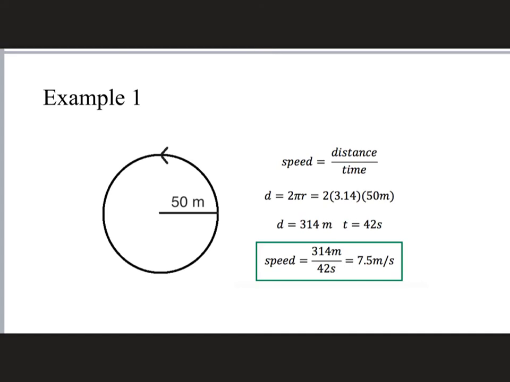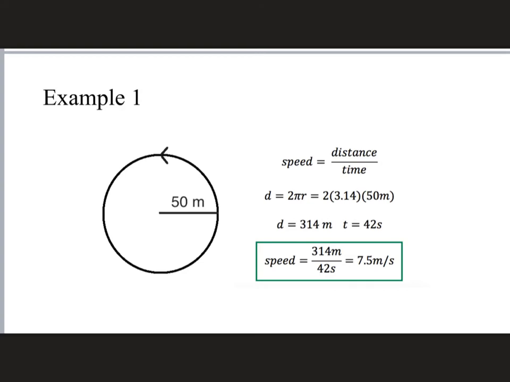So if we look at this, we know that the circumference of the circle is given by the formula 2 pi times the radius. And so the distance is going to be 2 times 3.14 times 50 meters, and that would be 314 meters. The time is 42 seconds, that was given on the previous screen. So we simply divide the distance by the time, and we end up with 7.5 meters per second.